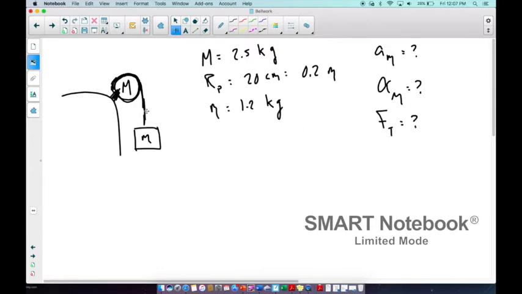Okay? Some important things to note. Let's say that this thing is rotating on an axle at its center. I haven't drawn it very well. Let's say there's no frictional interactions there. And let's say that the cord does not slip on the pulley. We'll talk about what that means later. But basically, all the motion is proportional. Okay? All right.